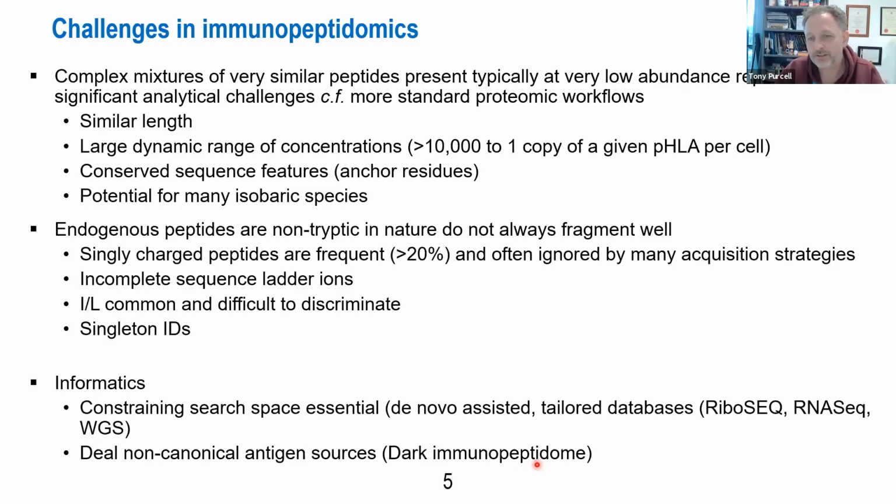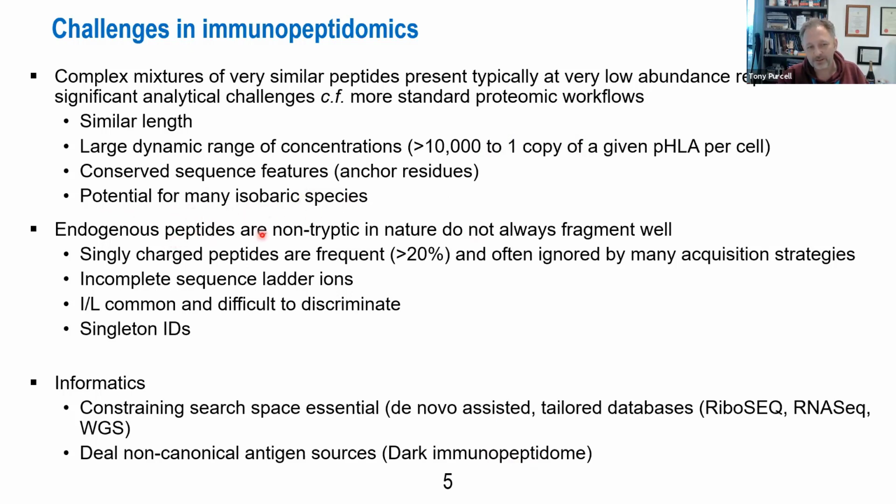And we know that T cells are really clever and super sensitive. Even down at this level, we know this can be physiologically significant. So we need to be able to identify the abundant peptides and drill down into the low abundance peptides. And as I mentioned, there's a potential for many isobaric species.